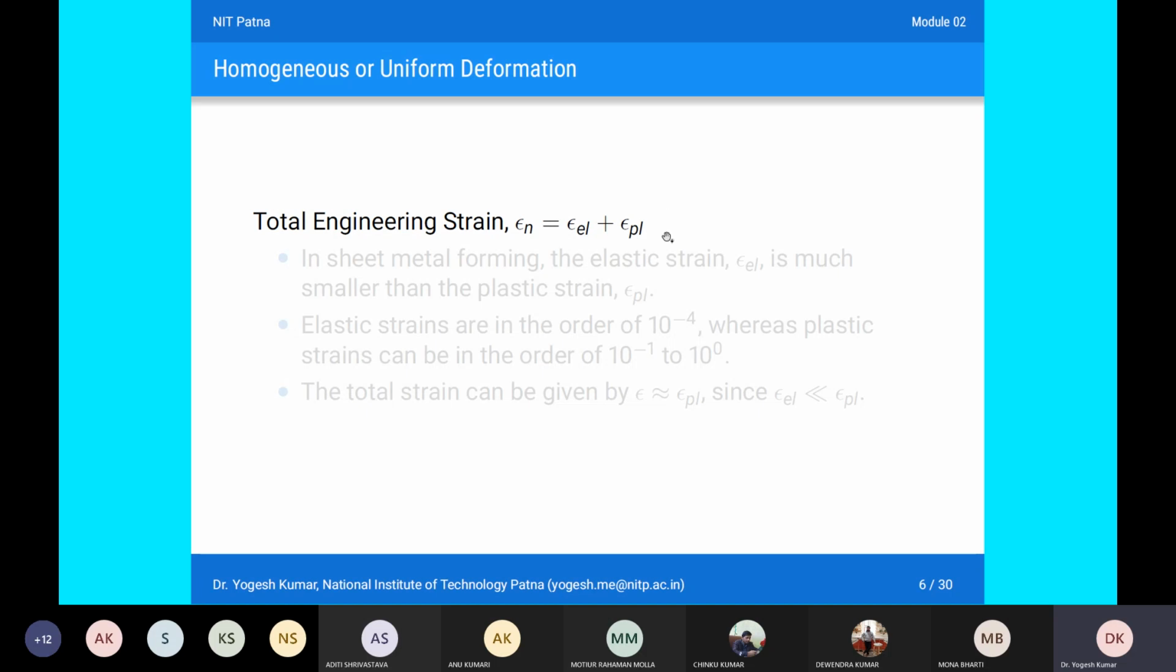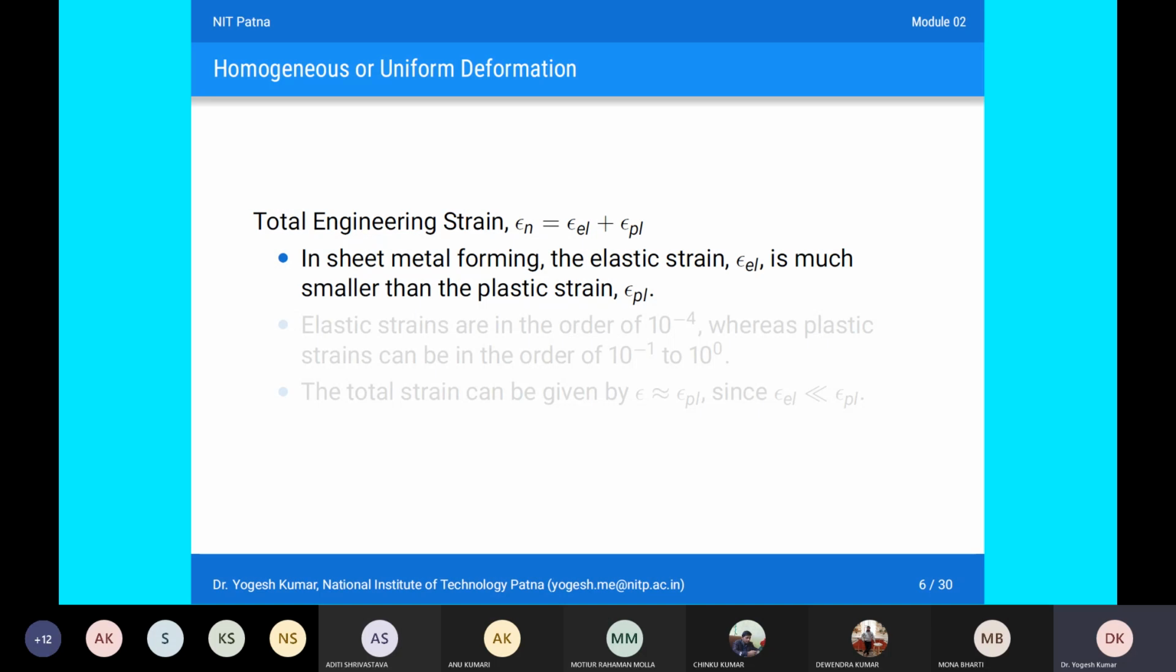In sheet metal forming processes, where the metal strip or sheet has exceeded its yield strength, the elastic strain is much smaller than the plastic strain. Normally when we compare elastic strain with plastic strain, the plastic strain is much higher. So that is why, in the case of sheet metal working processes, we only consider the plastic strain.